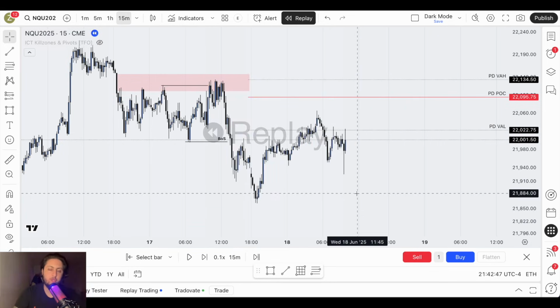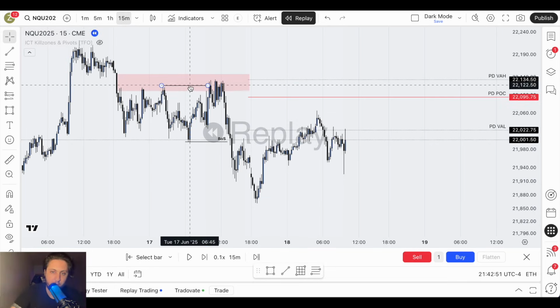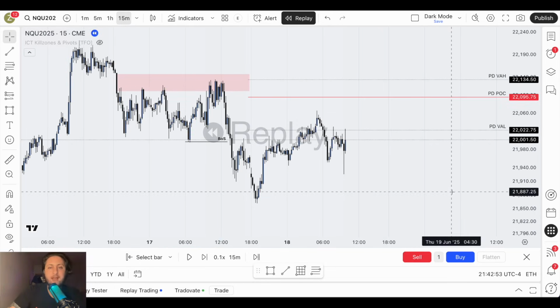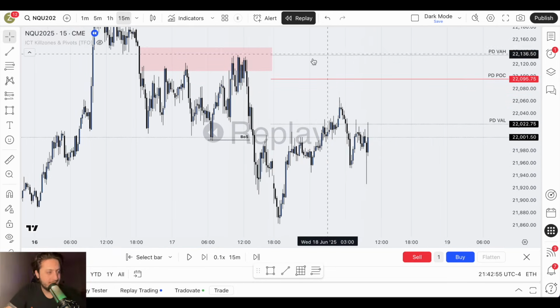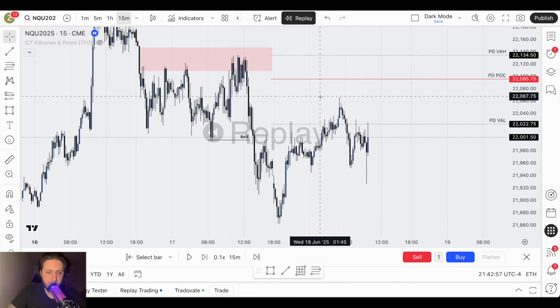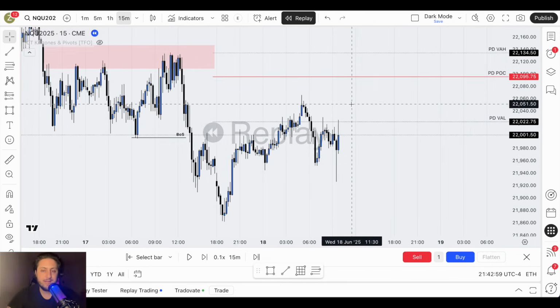So I want to stick to shorts simply based off the 15-minute structure. It's a good rule of thumb to go by. But on top of that, what else do we have? We're below the previous day's point of control. You guys know my golden rule. If we are trading below the previous day's point of control, then we want to stick to a short bias. If we are trading above the previous day's point of control, then we want to stick to a long bias.